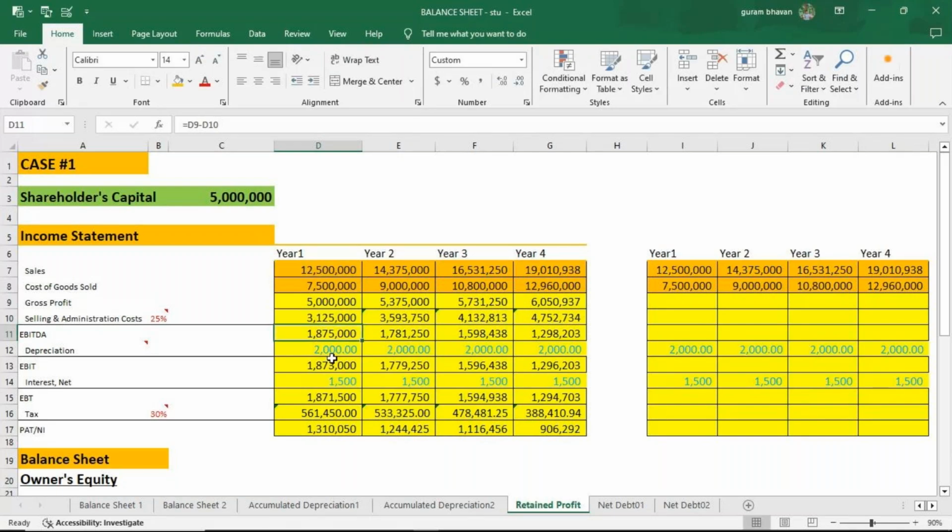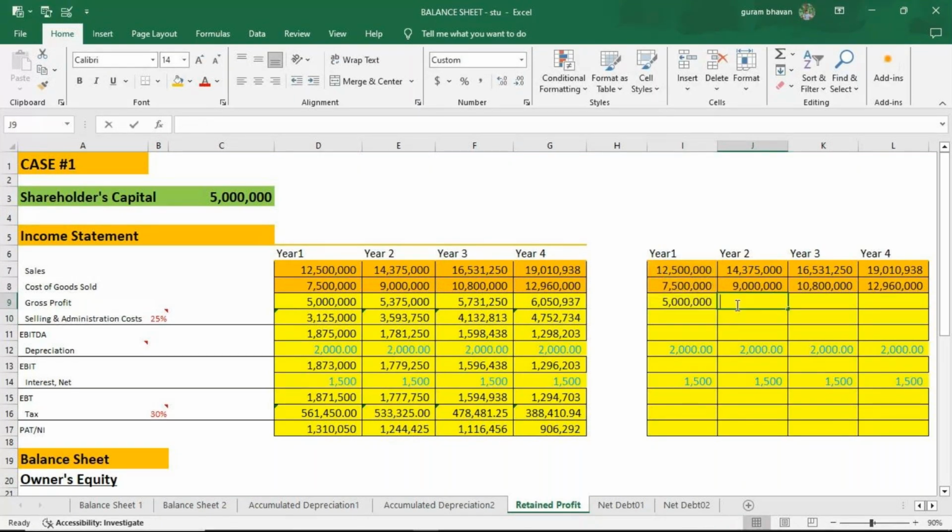So here we are doing the retained profit. In the questionnaire these values are not given, so you need to take the values in orange color. The shareholder capital is given, and the sales values and the COGS for the respective years are given. Now I need to calculate the rest of the things. First I need to calculate the gross profit. So gross profit equals the first year sales minus the COGS. So I'm going to get this value.